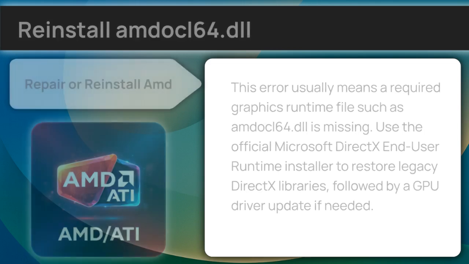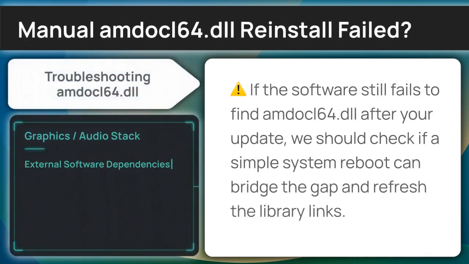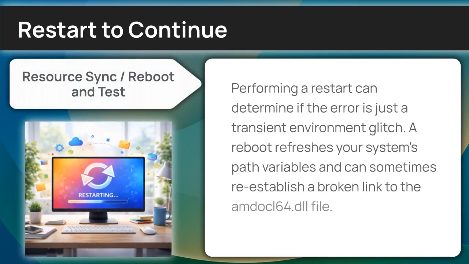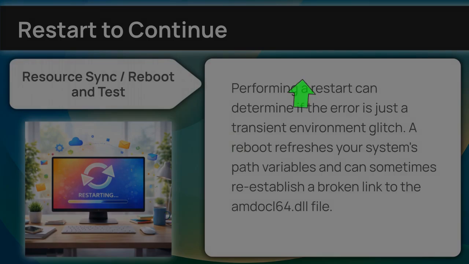When a standard software refresh isn't enough, we need to bypass the automated installers and look at manual system state resets. A system reboot is a reliable way to clear away zombie processes that might be interfering with the AMD OCL64 module. It's a low-impact step that ensures your operating system is starting with a synchronized environment.